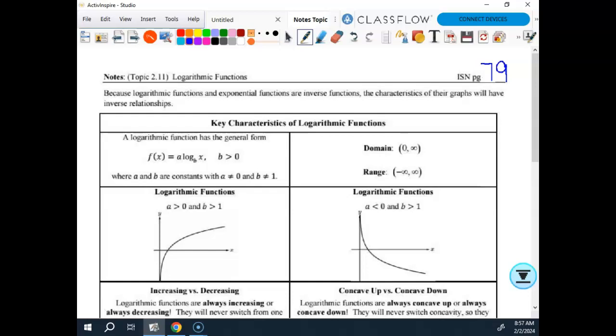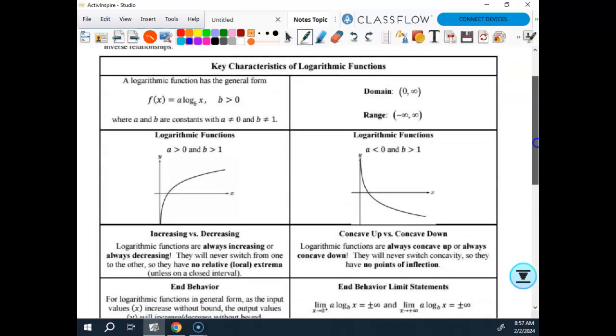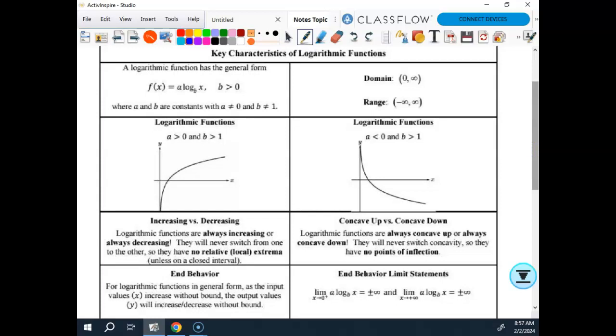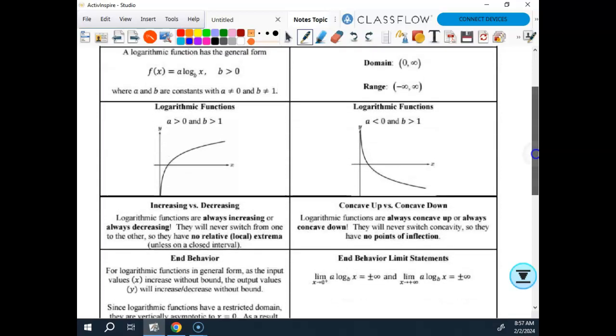All right, so anyway, we're going to be talking about logs for a while. Some of the stuff we talk about is stuff we talked about the day before also, because they're still logs. But because we know logs and exponentials are inverse functions, something we talked about a lot yesterday, the characteristics of their graphs will be inverse relationships as well. So here are some key characteristics of logs.